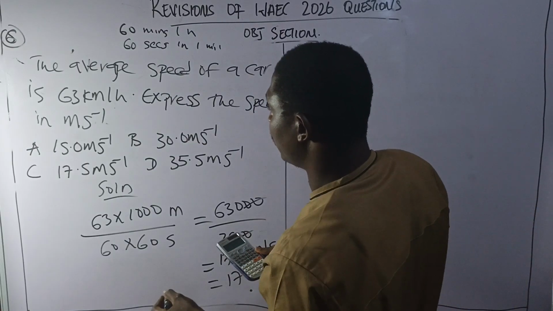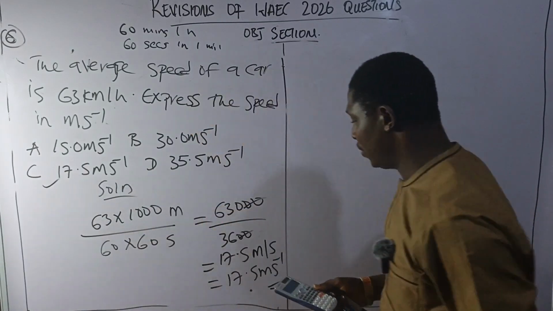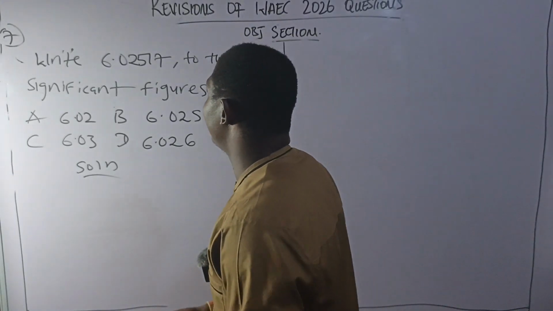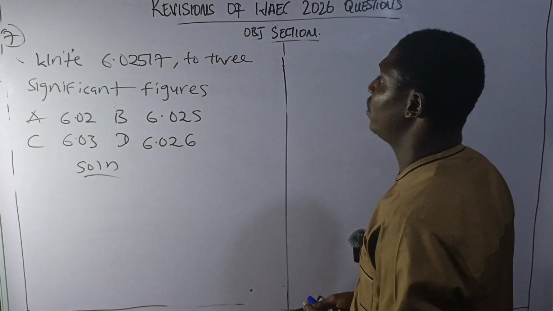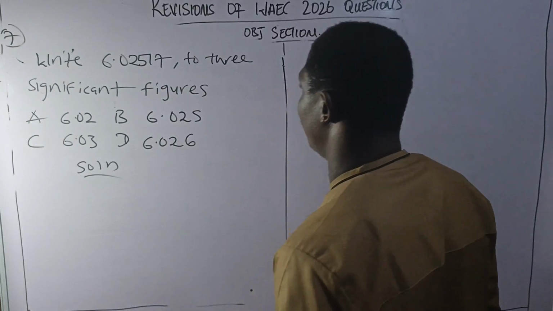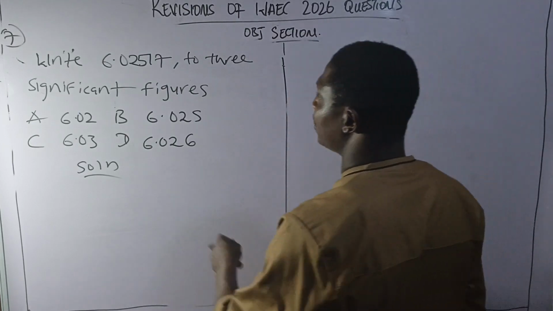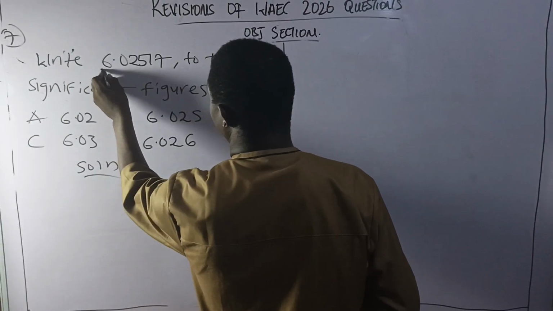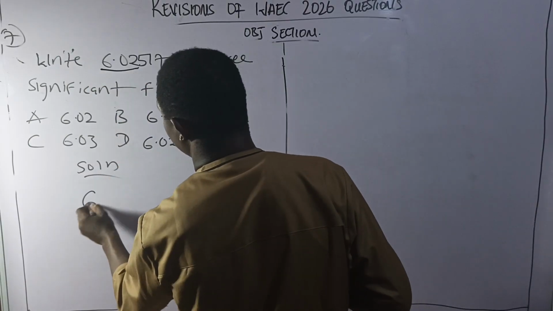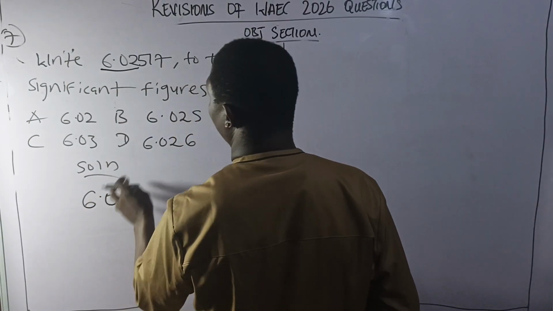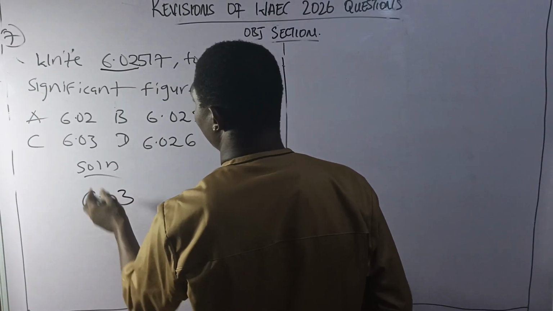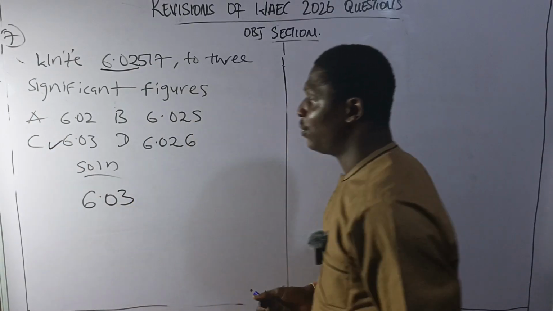Which corresponds to my option C. It says write 6.02517 to 3 significant figures. Since the first number is a real number, simply start from here and end here. So we have 6.02, but after the 2, 5 is greater than 4, so I add 1 here, and the 2 becomes 3. So my answer is C, 6.03.